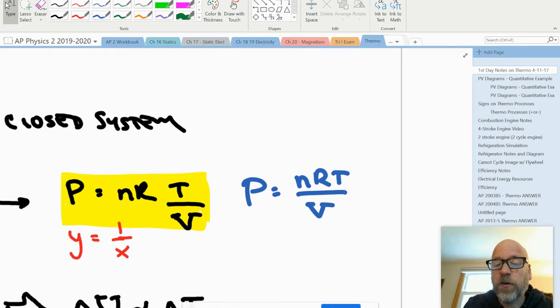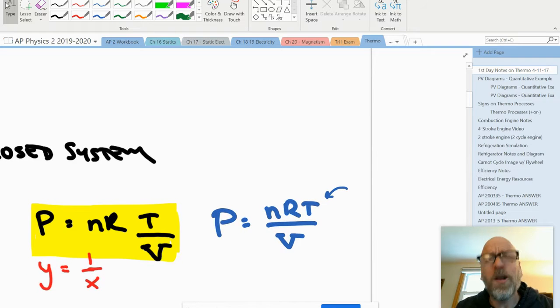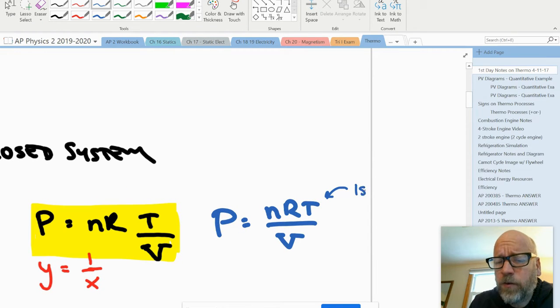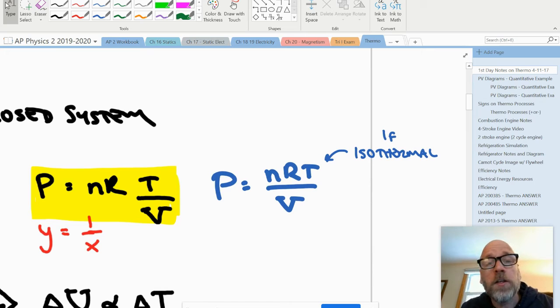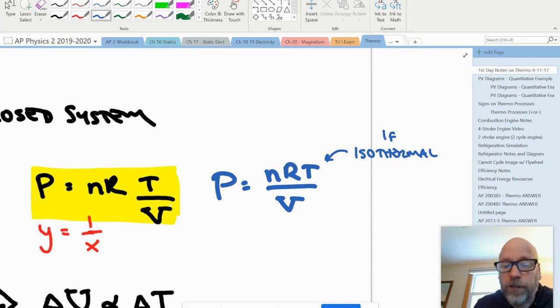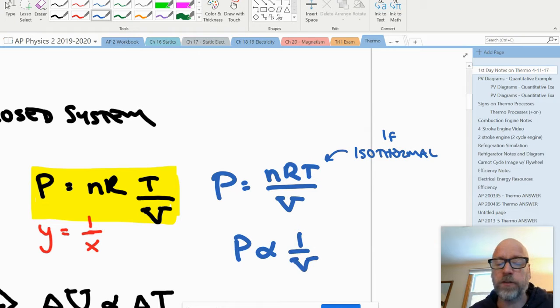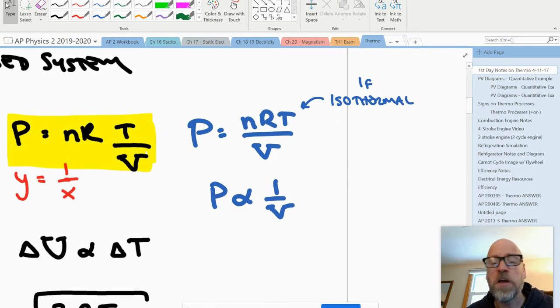If T is constant, what's the word we use for something where the temperature doesn't change? Would that be isobaric? No, idiot. It'd be isothermal, right? If this is isothermal, n, R, and T are all the same at a given temperature. So I can say that the pressure is inversely proportional to the volume. Now, I went from equals to the proportional sign because it's not equal anymore. There's still a constant involved.